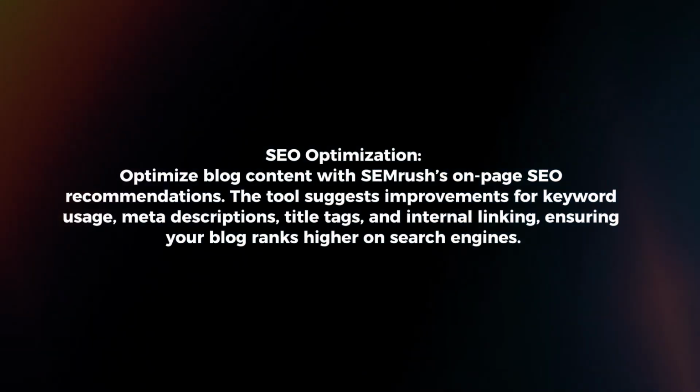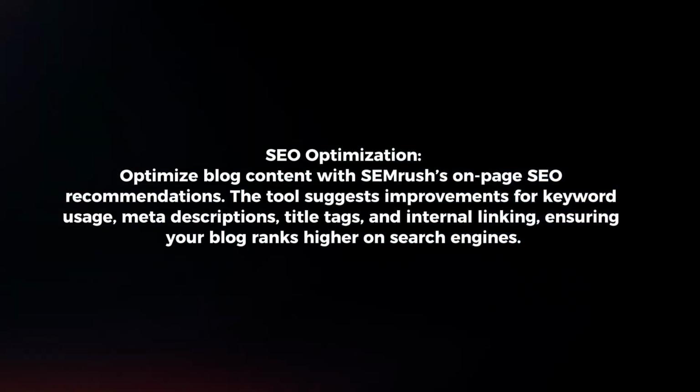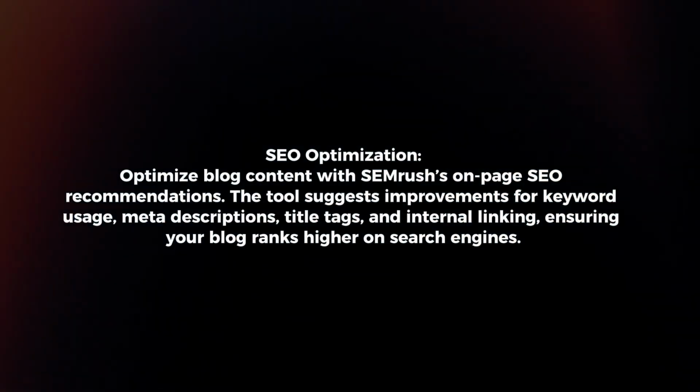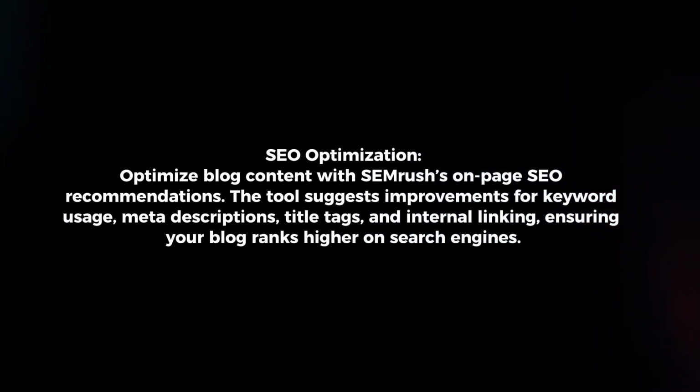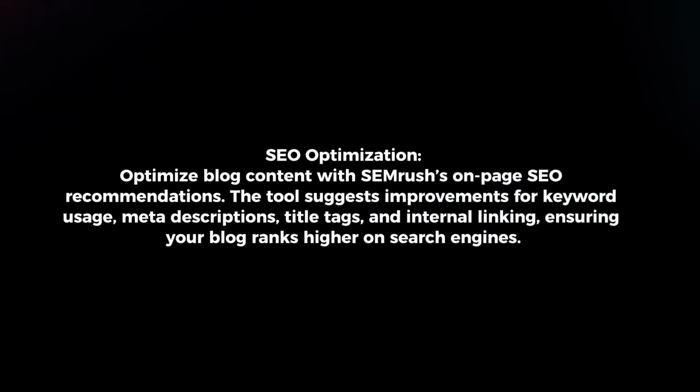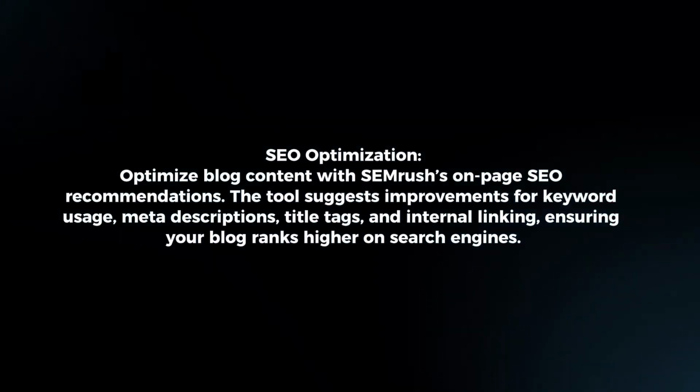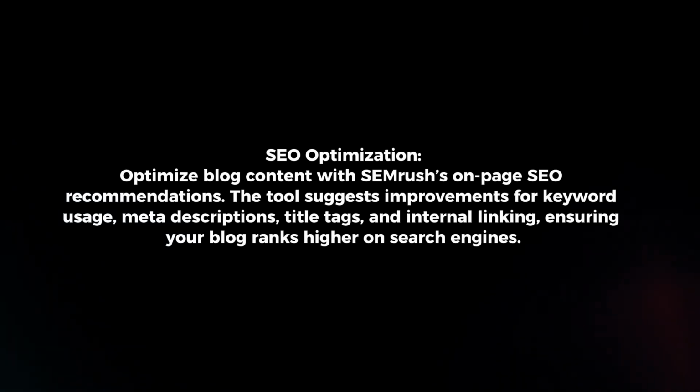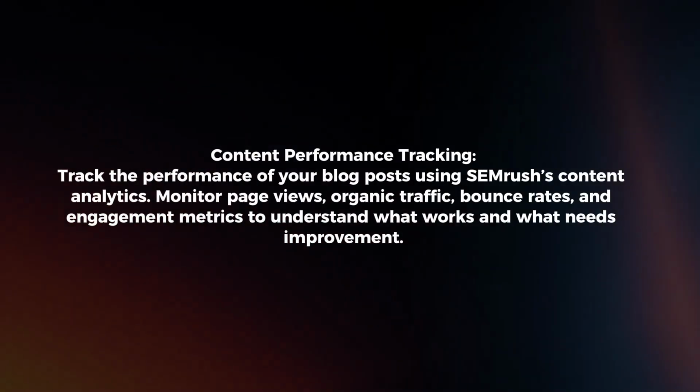SEO optimization. Optimize blog content with SEMrush's on-page SEO recommendations. The tool suggests improvements for keyword usage, meta description, title tags, and internal linking, ensuring your blog ranks higher on search engines.